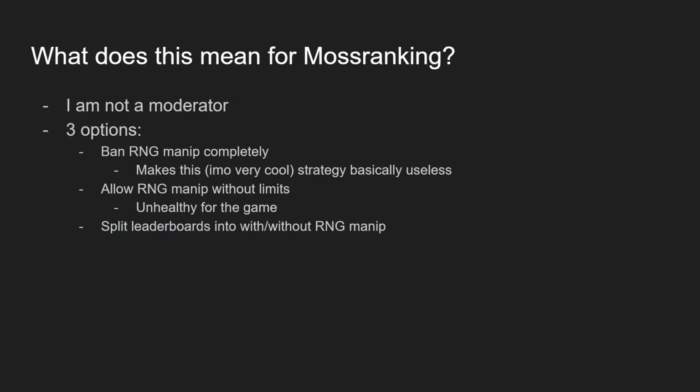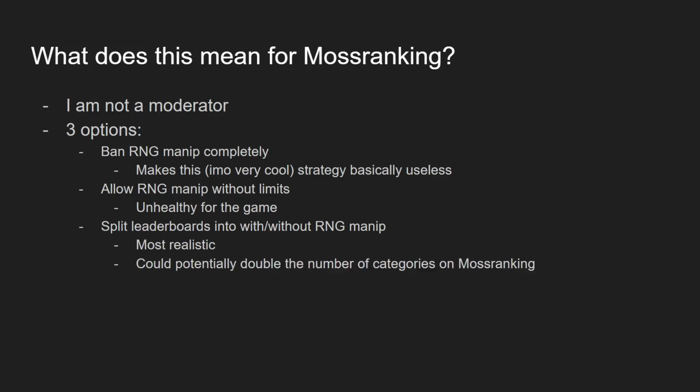Which brings us to what I think is the most realistic option: to split leaderboards into allowing and disallowing RNG manipulation. If it makes its way over to speedruns again, it could potentially double the number of categories on Mossranking, which you could see as a good thing or a bad thing.